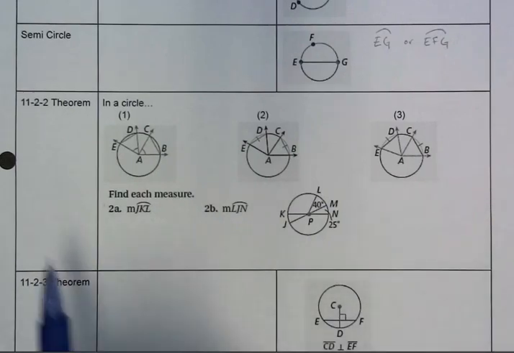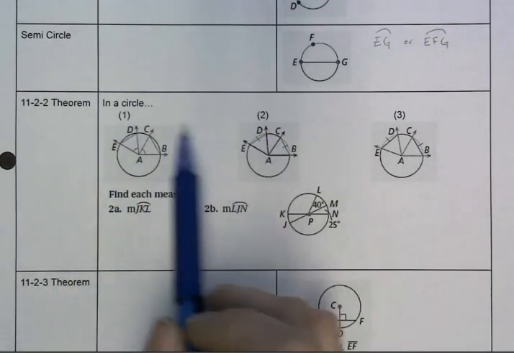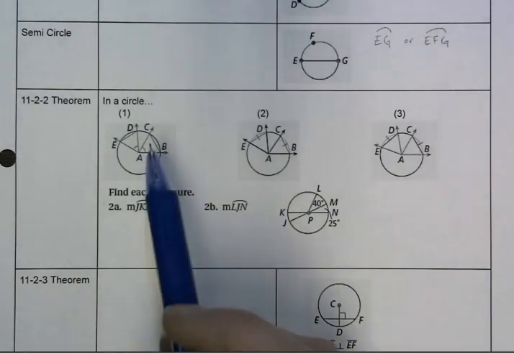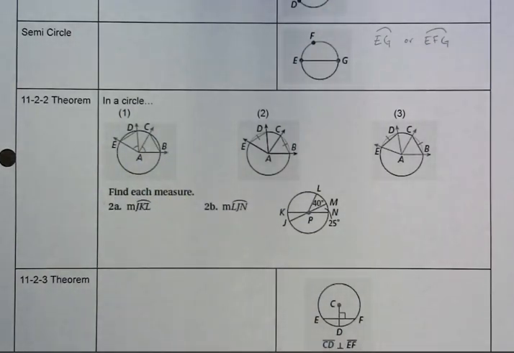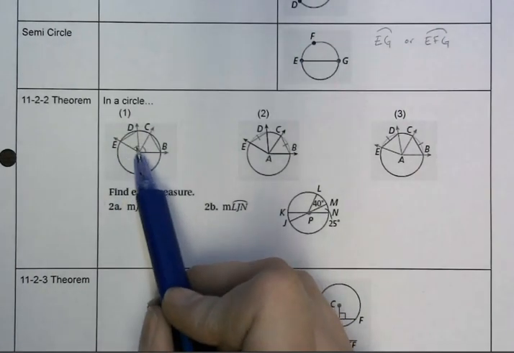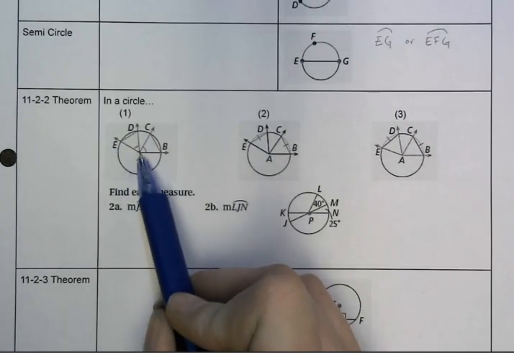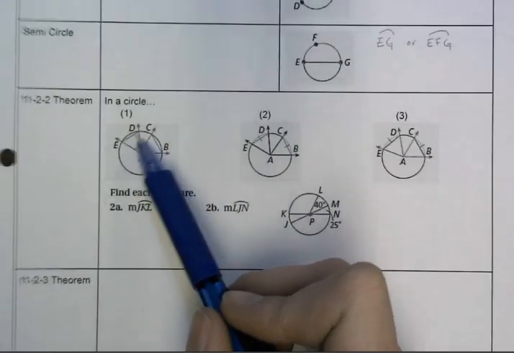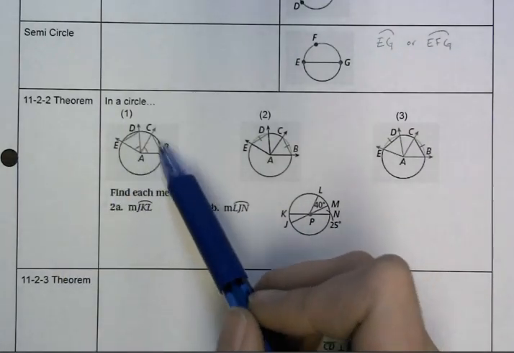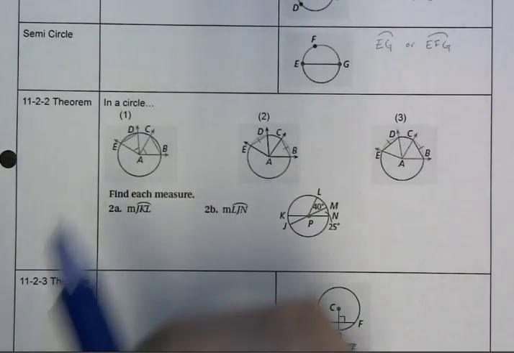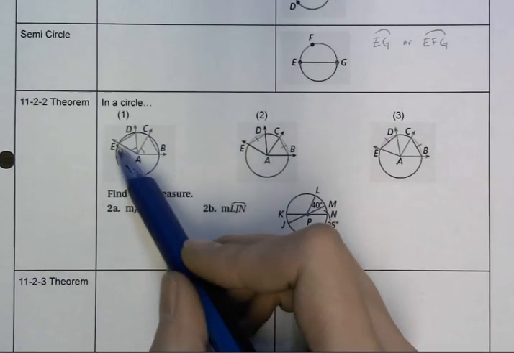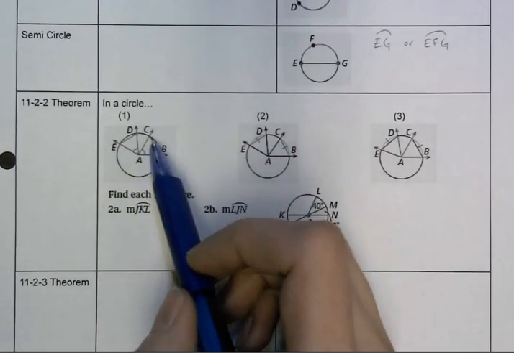Okay, so 11.2.2. You want to make sure you write down the theorem. I would say there's three cases, so you can write down the cases here. And then these examples kind of go with the cases. Basically, in a circle, if I have congruent central angles, remember, central angles are the angles whose vertex lies on the center of the circle, then the chords that go with those angles are congruent. Remember, a chord is just a segment that has endpoints on the circle. So this is a chord and this is a chord. So in this case, ED would be congruent to CB.